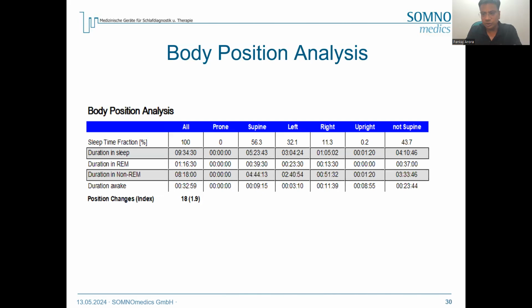So I told you already that body position helps, especially in mild to moderate cases. In that case, you can actually change the position if the obstructive sleep apneas or obstructions are happening mostly in supine position and not in lateral position. You can tell the patient, instead of putting on a CPAP, to try sleeping in a lateral position, and probably this will help reduce the apnea hypopnea index.